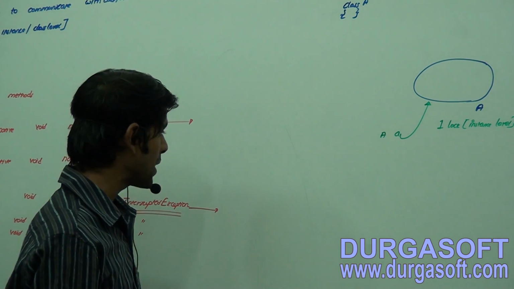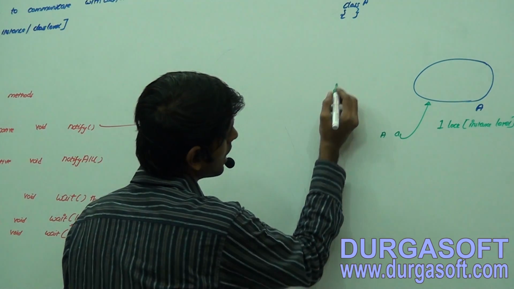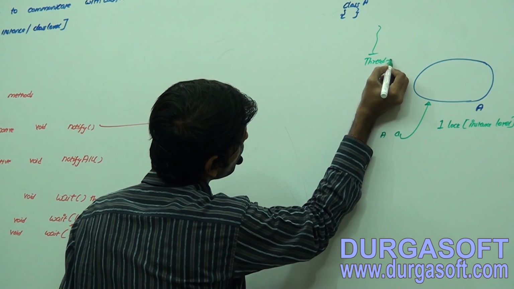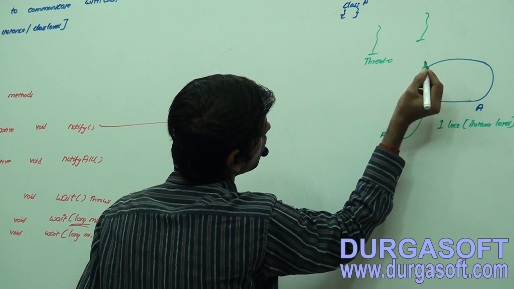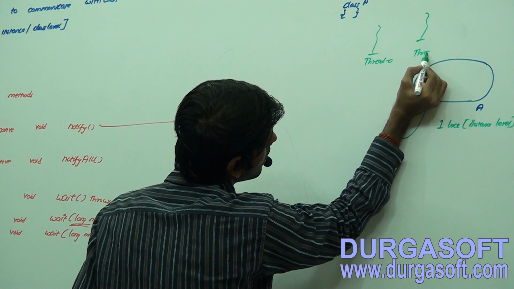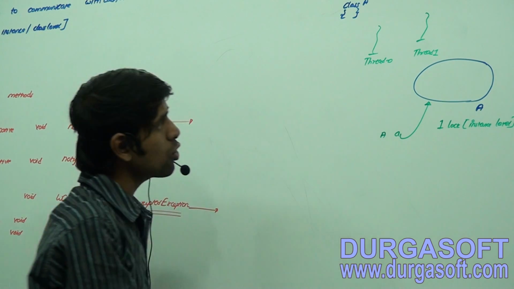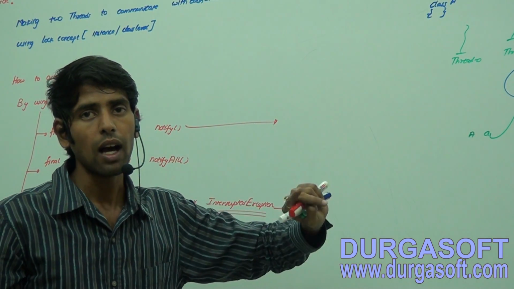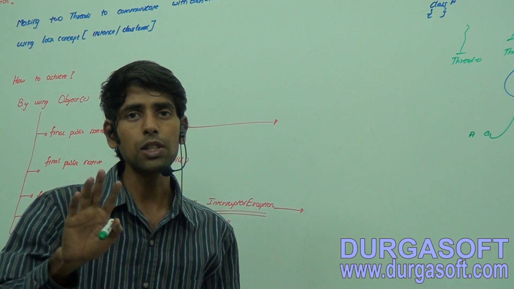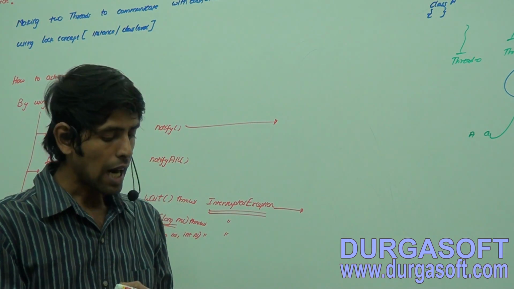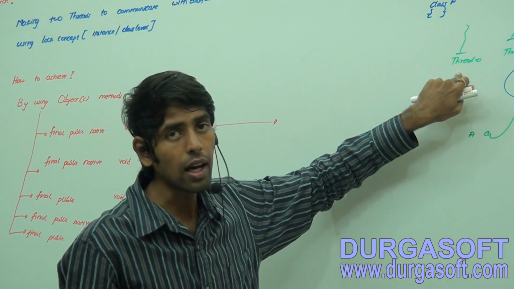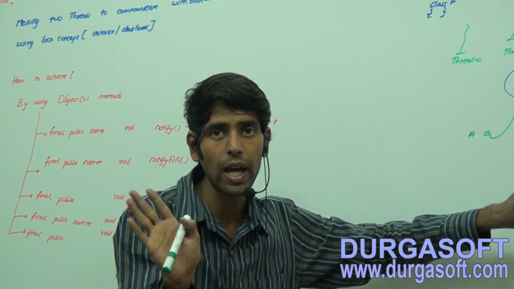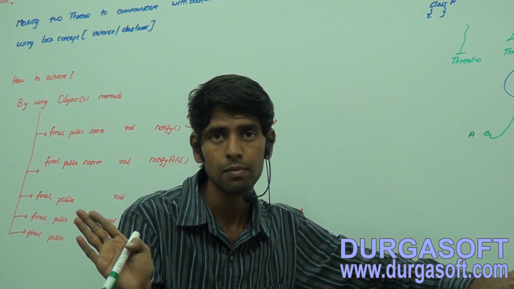Now think that we have two threads: thread 0 and thread 1. I want to make these two threads communicate with each other. Hello Mr. Thread 0, please wait until you get an intimation or a notification from thread 1, then only you go and do something. Otherwise don't access, don't execute any method. Getting?